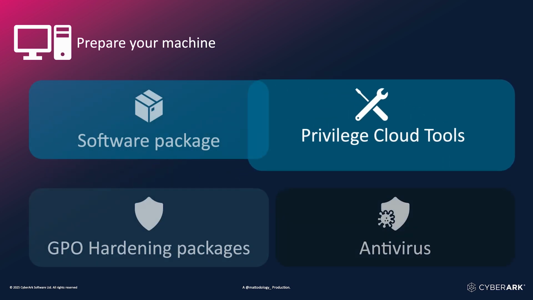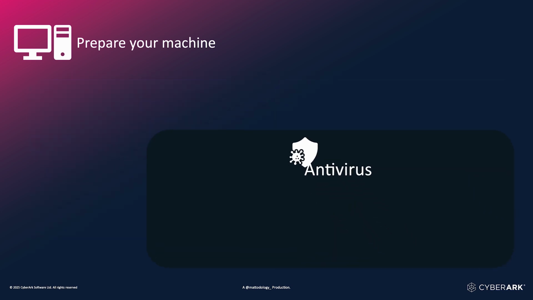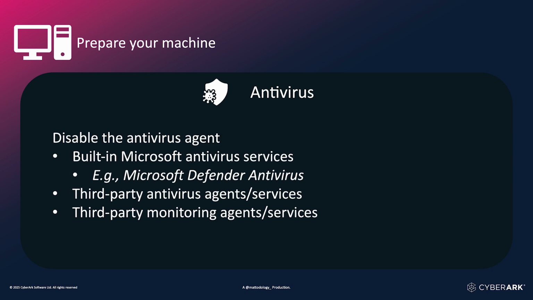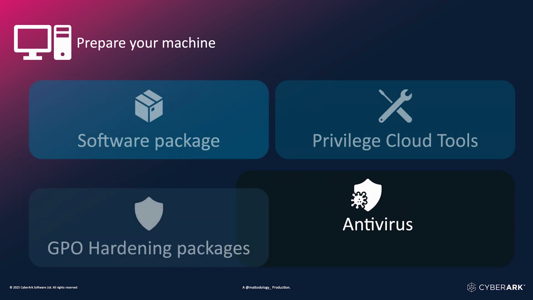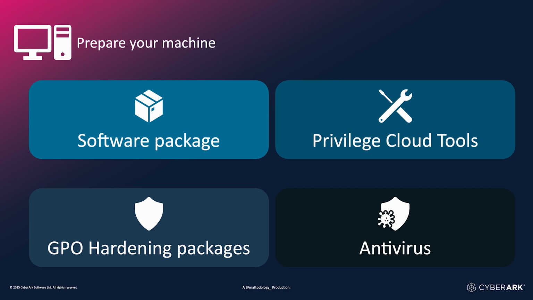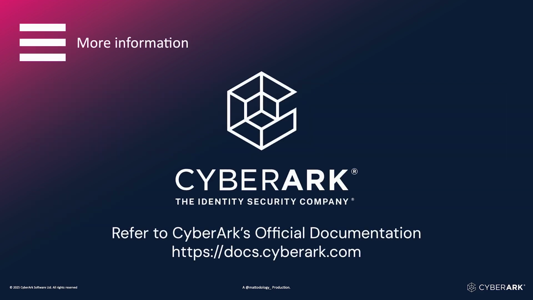Before proceeding with any connector installation, it is important to disable any antivirus agents installed on your connector server. This includes built-in Microsoft antivirus agents, third-party antivirus solutions, and any third-party monitoring agents that could interfere with the installation process. Disabling these agents helps to avoid conflicts and ensures a smooth, uninterrupted setup of your CyberArk environment. By following these steps, you'll lay a strong foundation for secure and reliable Privilege Cloud Connector deployment. Please refer to CyberArk's official documentation for more information.